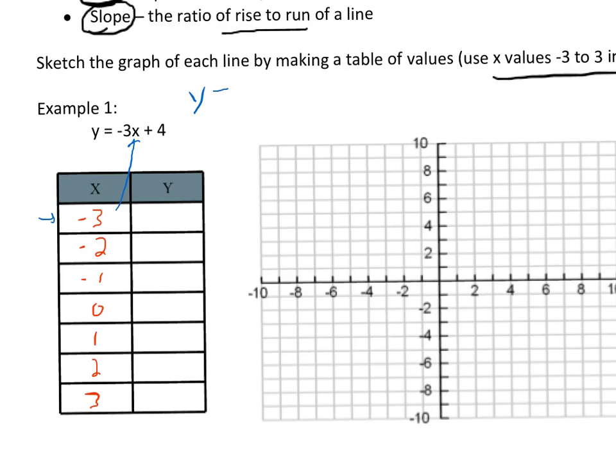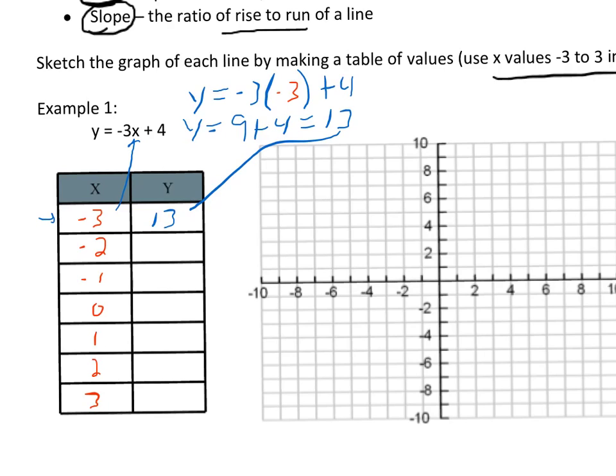So in this case we'd have y equals -3 parentheses, and we're going to plug in a -3 plus 4. So y will equal 9 plus 4, or in other words 13. And that will go in our y position. This should be a review, but this is how you would find your y values.